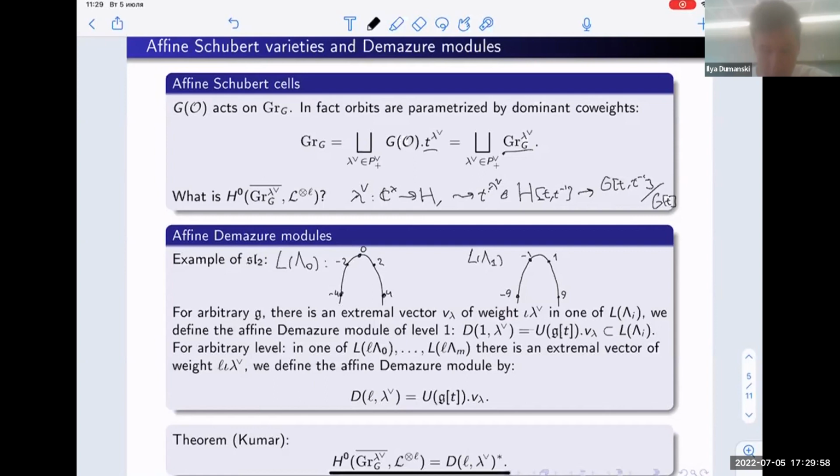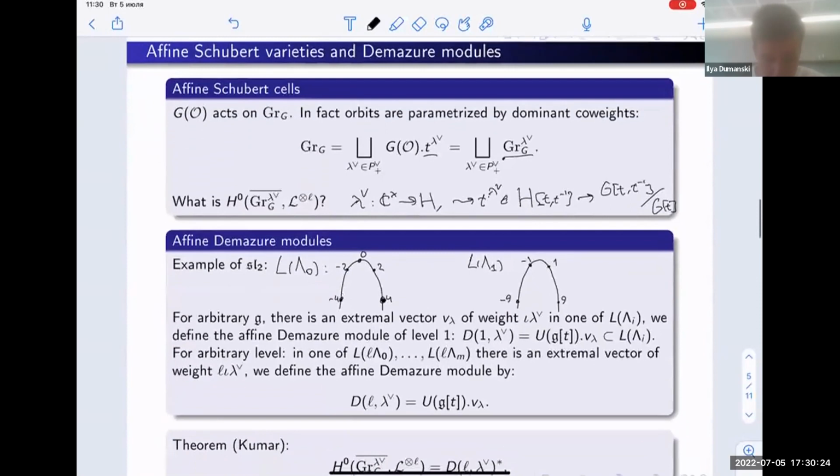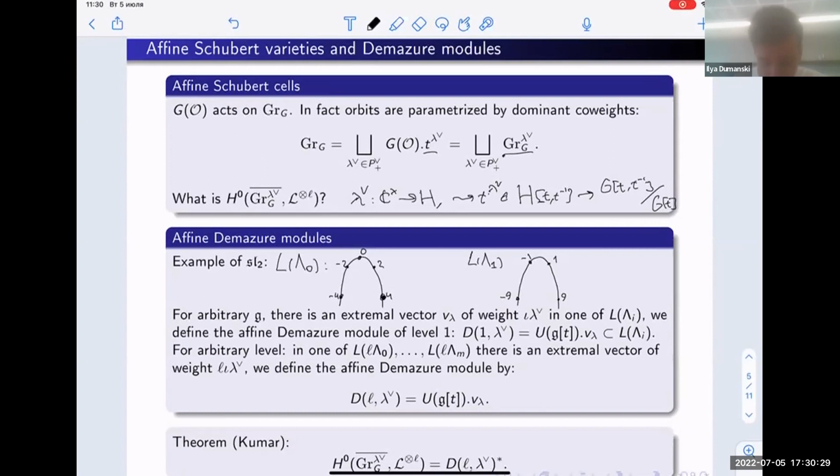And suppose we take a dominant coweight for SL2, which is just a positive integer. If this coweight is even, for example 4, then we pick this extremal vector of weight 4 in this level 1 integrable module, and we generate a g[t] module from this vector.